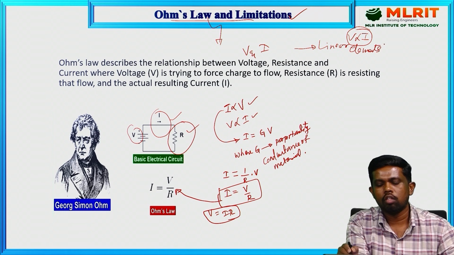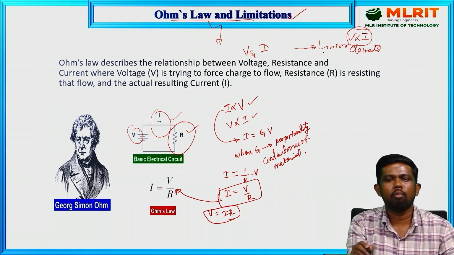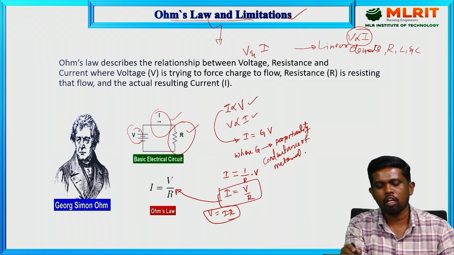It depends on temperature, and based on that there are certain limitations for Ohm's law. The first and foremost limitation is that it is purely applicable for linear elements. The linear elements are such as a resistor, inductor, and capacitor. These are the three elements we have to use in the linear category. The next limitation is that it is not applicable for non-linear elements.